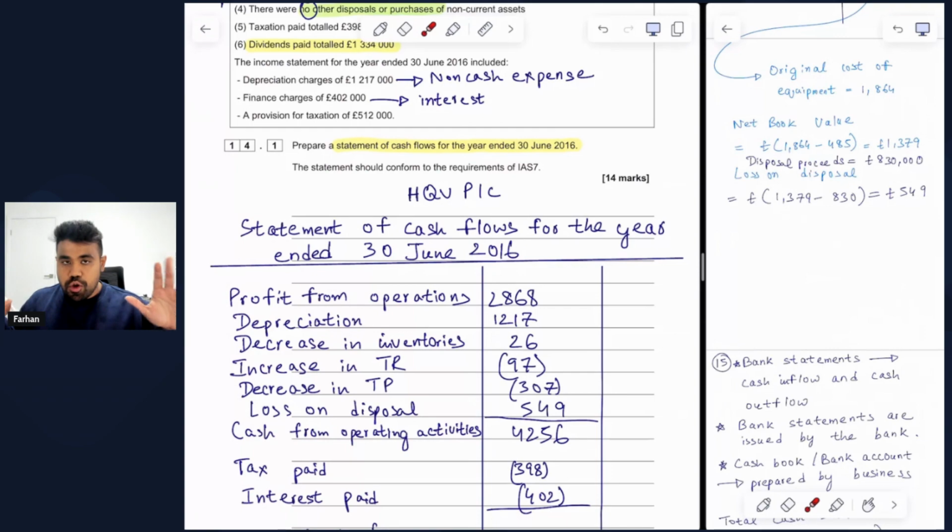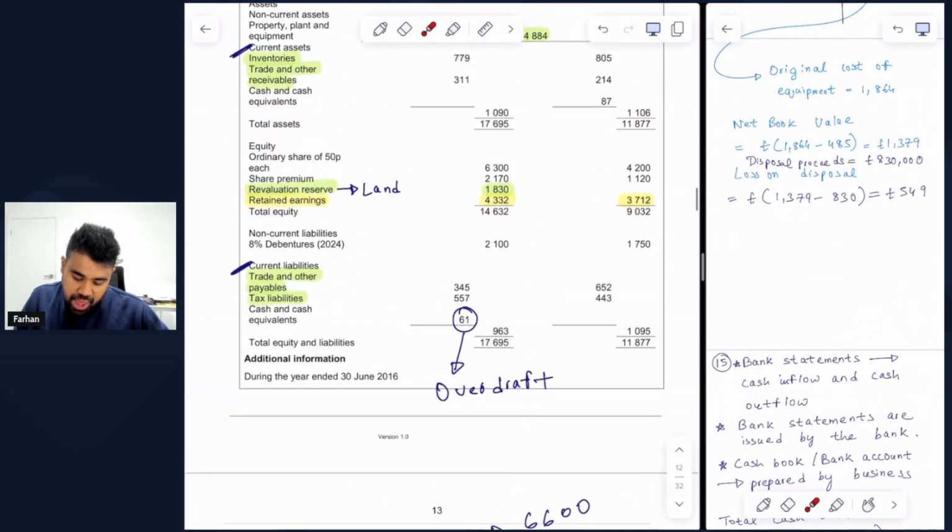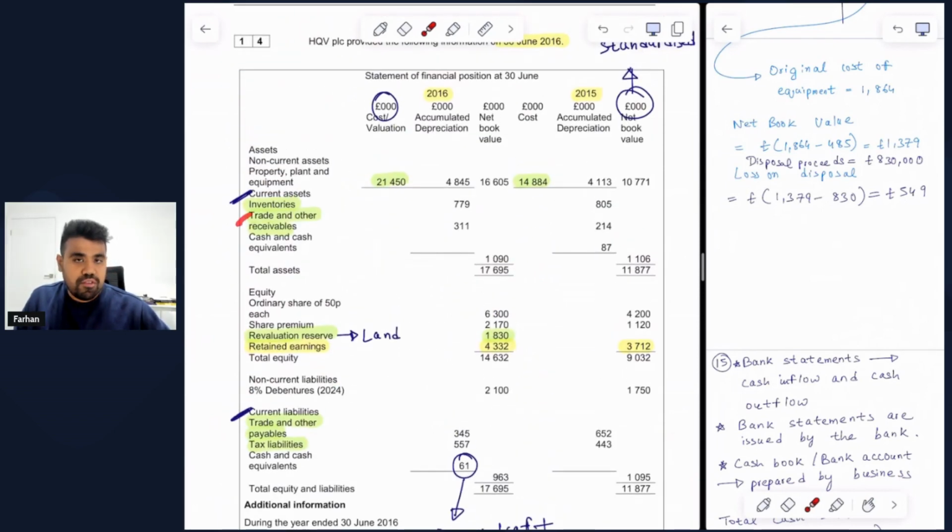Okay? So let's look into the next current asset that we have, which is trade and other receivables. Trade and other receivables refer to the credit customers of the business. The credit customers of the business are those people to whom the business has sold goods on credit, and these customers have made a promise to repay whatever they owe on those credit sales at some point in time in the future. Now, if you check the trend for trade and other receivables, you'll see in 2015 it was 214, but in 2016 it's 311.